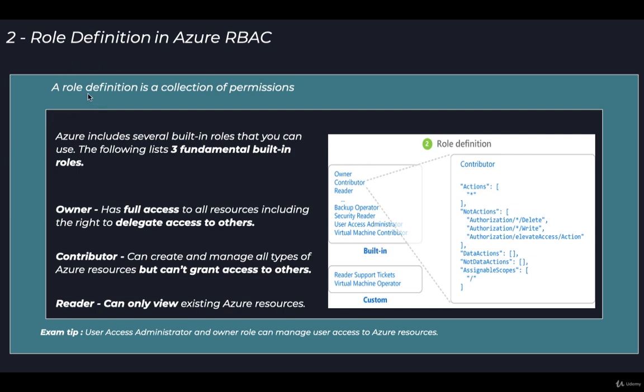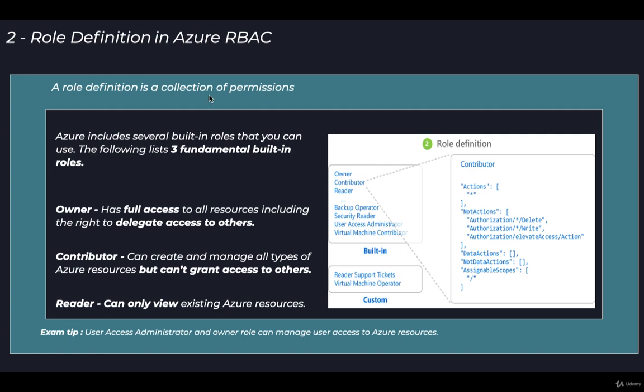So what is role definition? Role definition is nothing but a collection of permissions which you can assign to a security principal to perform various kinds of operations like read, write, delete, right? Or the permissions or actions which cannot be performed. So that is why we call role definition a collection of permissions.